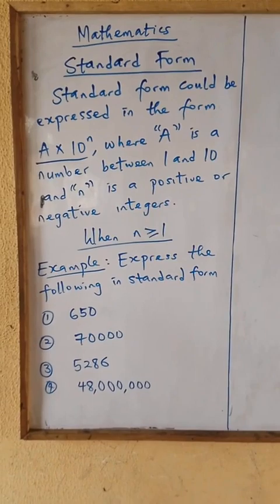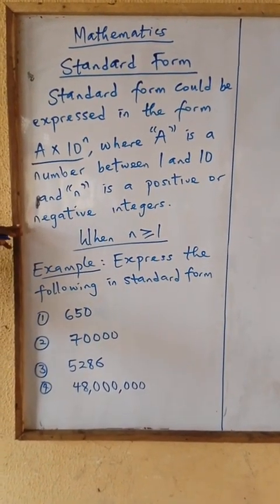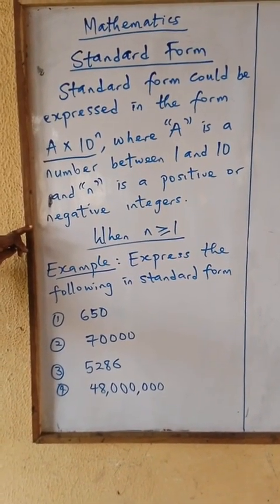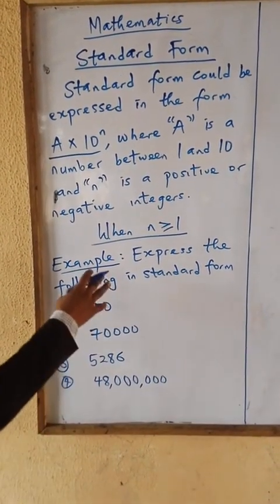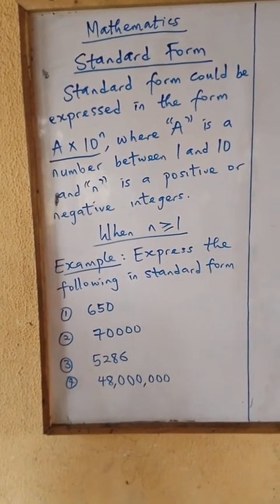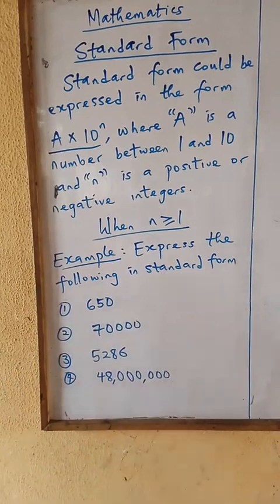So we are going to consider the first subtopic under standard form for today, and I want to encourage you to watch the other video where we have n less than 1. So today's subtopic is when n is greater than or equal to 1. Example: express the following in standard form.